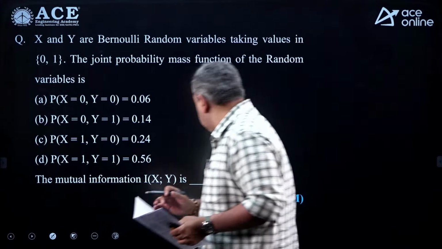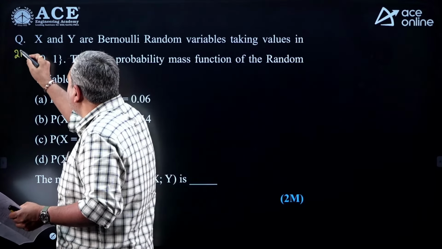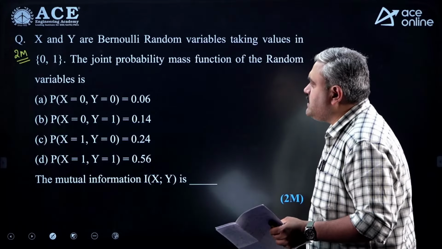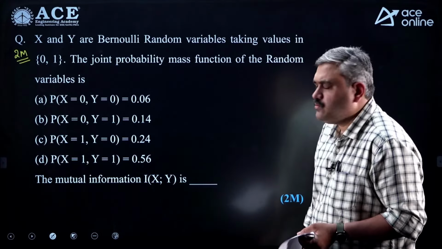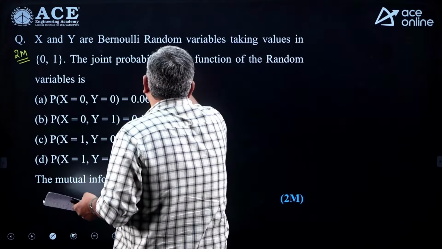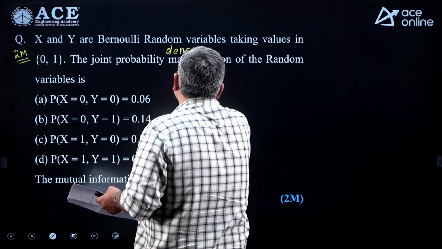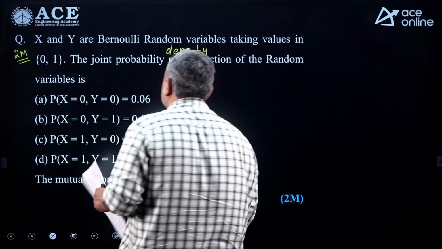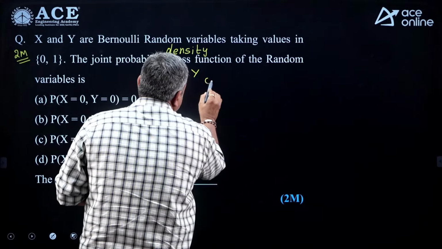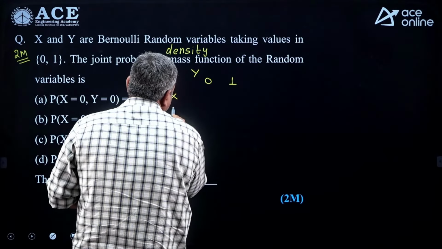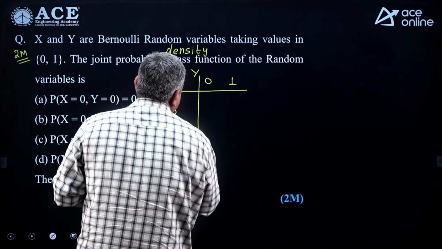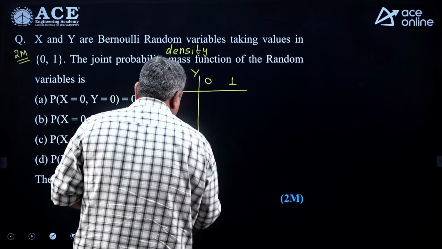This is definitely a 2 marks bit, no doubt. Very good question. X and Y are Bernoulli random variables taking values 0 and 1. Only 2 values are there. Joint probability mass function: probability mass function means, for a discrete random variable, mass functions are also called density functions. So, you have a random variable X and a random variable Y, both taking values 0 and 1.